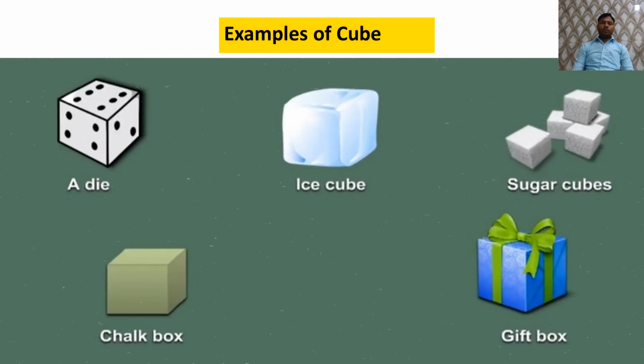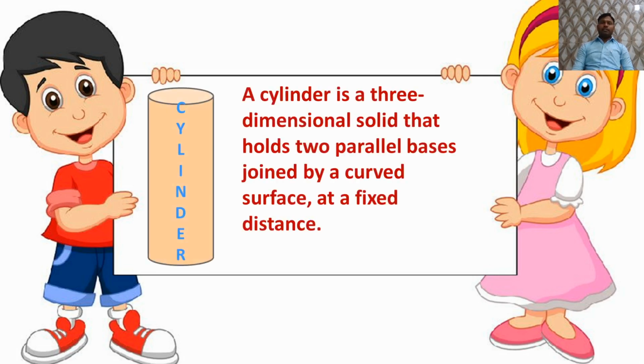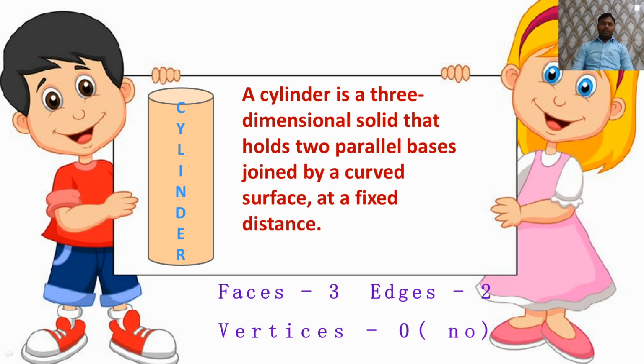Now examples of cube: a die, ice cube, sugar cubes, chalk box, gift box. These all are the examples of cube. Now we'll know cylinder. What is a cylinder? A cylinder is a 3-dimensional solid that holds 2 parallel bases joined by a curved surface at a fixed distance. A cylinder has 3 faces, 2 edges and there is no vertices in cylinder.